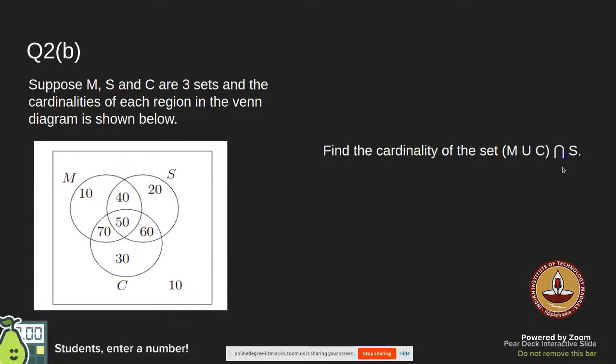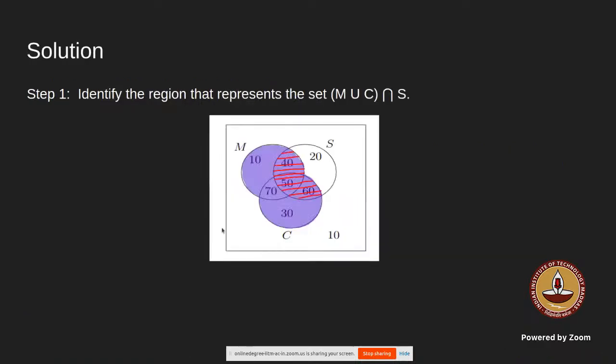Now intersection S. So which region is it? 40 plus 50 plus 60. This is the idea: the intersection area, 150. So this is the region. The striped region is basically M union C intersection S. So 40 plus 50 plus 60.